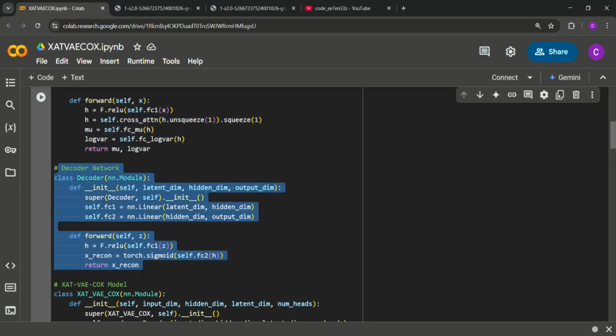Decoder network. The decoder reconstructs the original input from the latent representation. FC1 converts latent variables into a hidden representation. FC2 maps hidden features back to the original input space. In a VAE, the decoder learns to generate data similar to the input, effectively reconstructing samples from the compressed latent space.